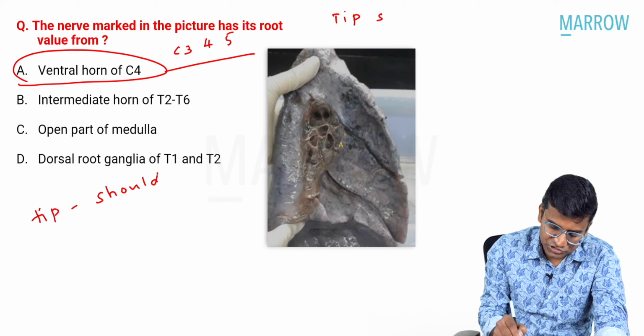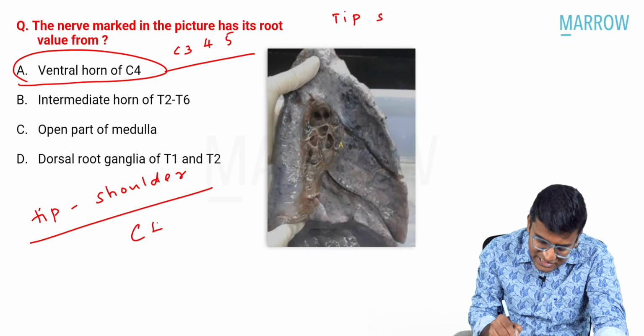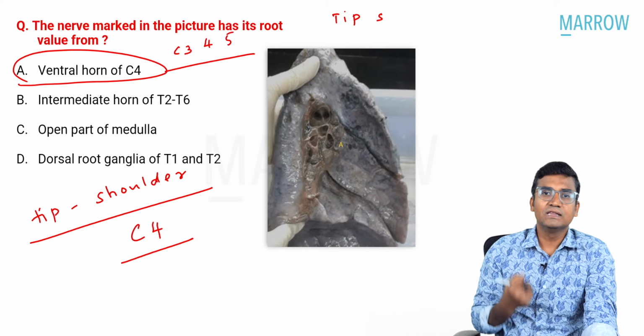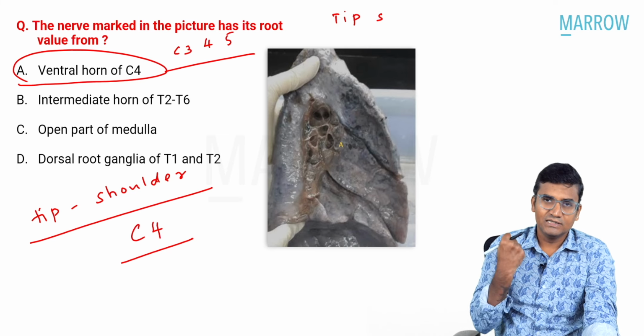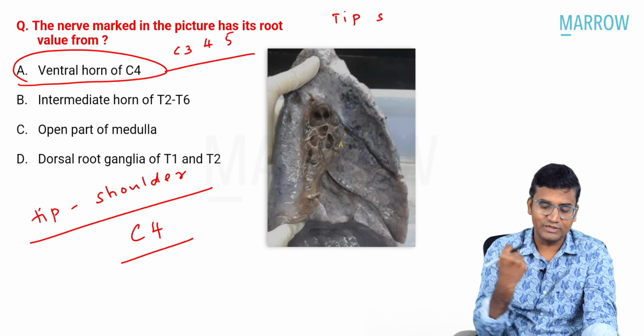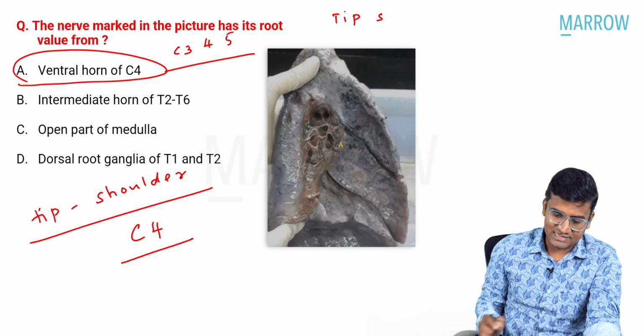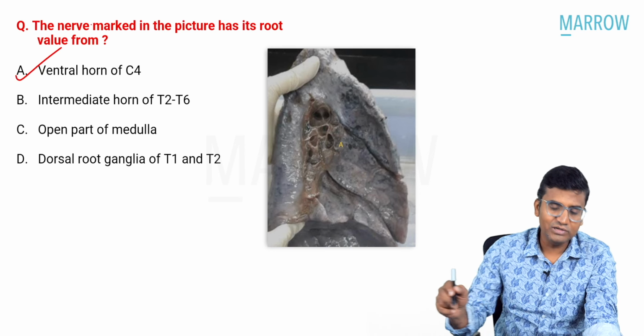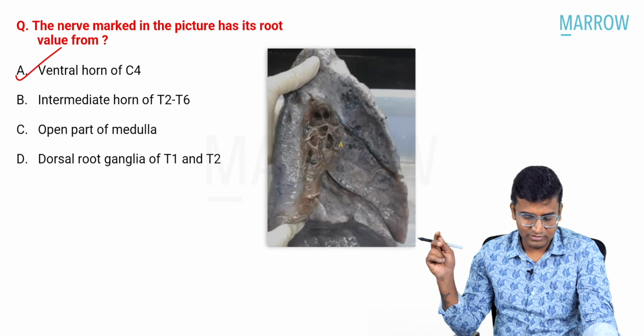Tip of the shoulder dermatome is C4. The bulk of the phrenic nerve is coming from C4. That is why when the phrenic nerve is irritated, the patient has pain over the tip of the shoulder. Okay, right. That is the answer for this question, option A. Clear? So phrenic nerve root value C3, C4, C5, mainly C4.